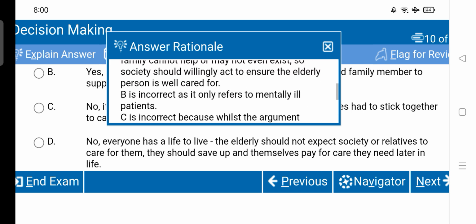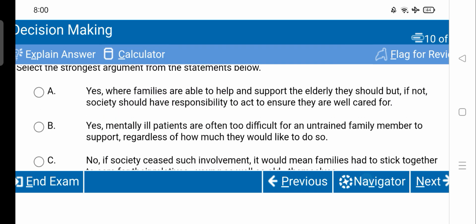So here we have the option A again as a correct option, that yes, where families are able to help and support the elderly, they should. But if not, society should have responsibility to act to ensure they are well cared for.